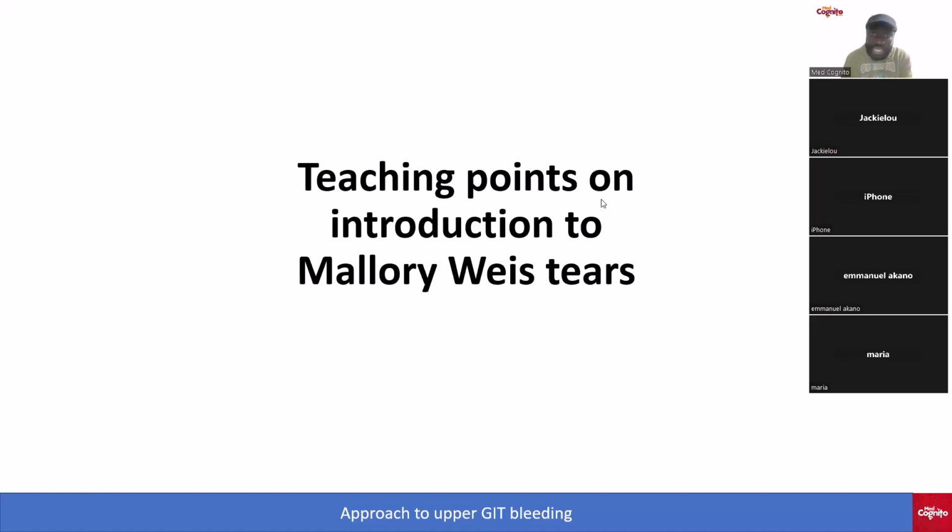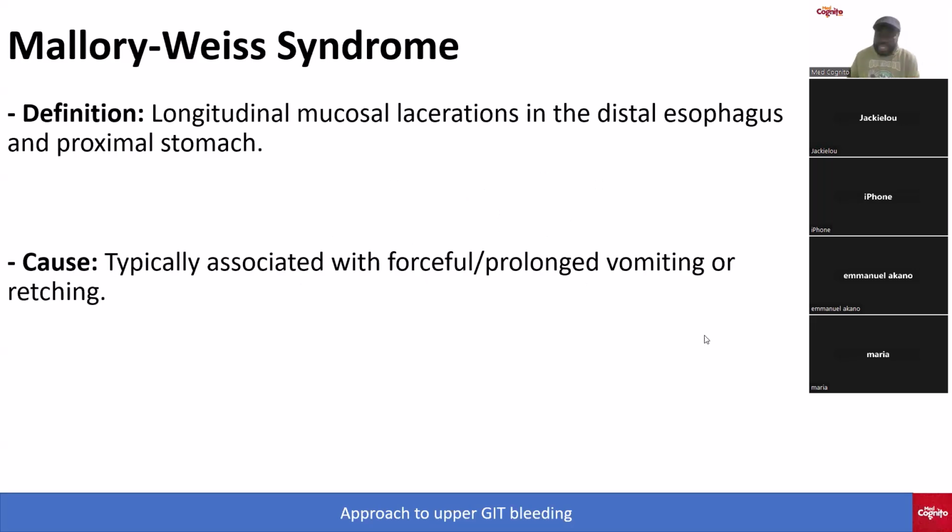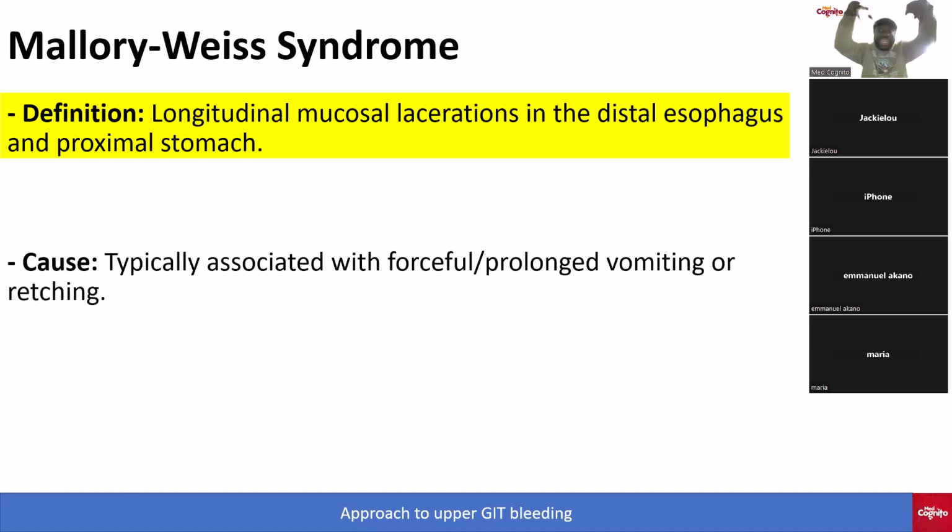Now let's go through teaching points to master the introduction to Mallory Weiss Tear. So what is Mallory Weiss Tear? Somebody may ask. Mallory Weiss Tear is something very simple. And what do I mean by something very simple? Mallory Weiss Tear is a longitudinal, not a horizontal, longitudinal from top to down or down to up, mucosal laceration. And it usually happens in the distal esophagus, that is the lower part of the esophagus, the distal 1/3, or the upper part of the stomach. That's Mallory Weiss for you.